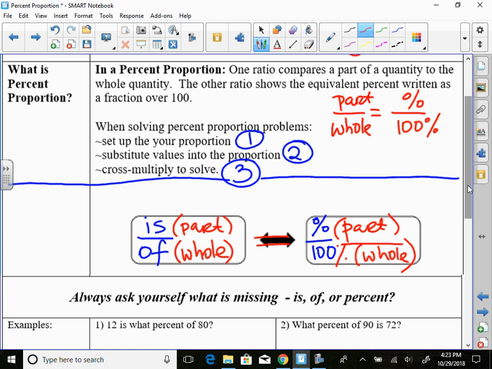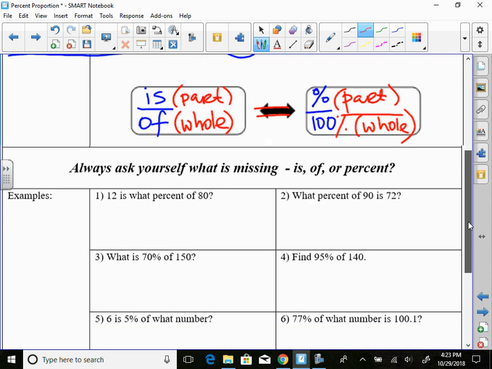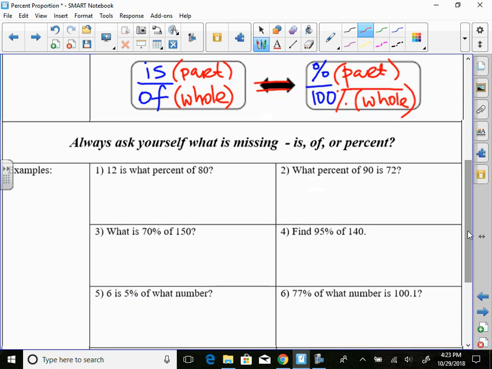You always want to ask yourself what is missing. Is the is missing, the of missing, or the percent missing? I'm going to show you how to answer those questions, and what I'm going to do as I go through the problems is circle numbers that represent is. I'm going to box numbers that represent of in that formula, and then, how about we underline with a scribble line our percentages. So my first example, 12 is what percent of 80?